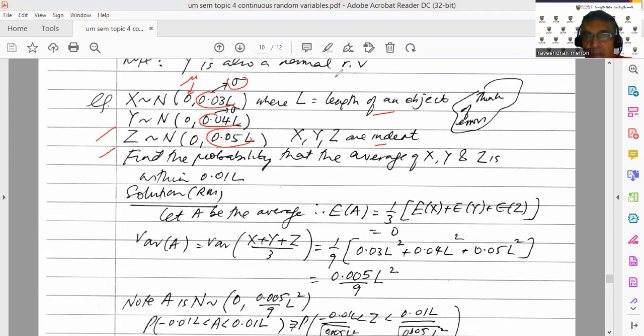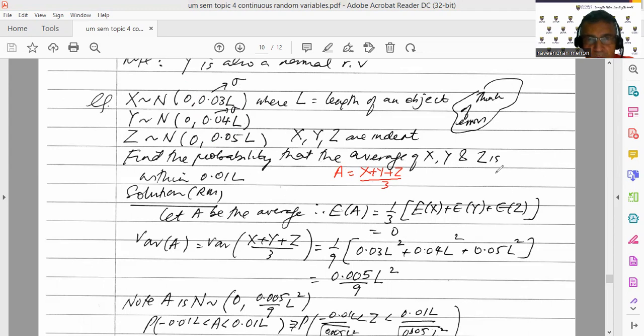You're asked to find, let me remind you again, this is standard deviation, this is standard deviation, this is standard deviation. Sometimes when I get caught up in it, I sometimes refer to this as variance, so be careful. This is standard deviation. Find the probability that the average of X, Y, and Z. Let's call the average A. The average of X, Y, and Z will be X plus Y plus Z divided by 3. So find the probability that the average of X, Y, and Z is within 0.01 L.